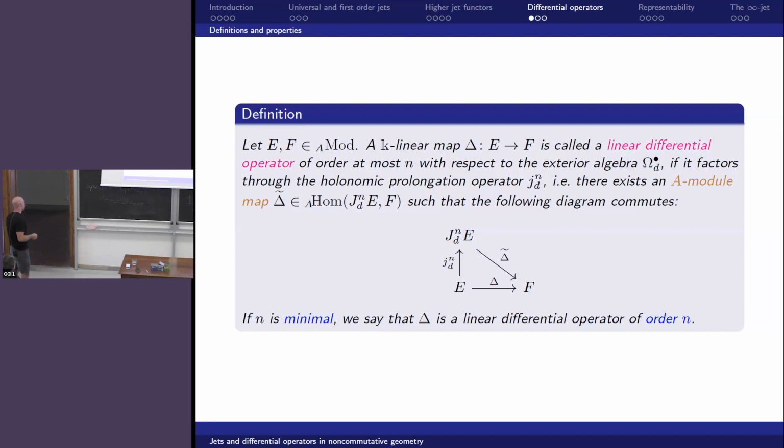So what is a differential operator? I gave a sketchy definition before, but this would be a k-linear map between A modules, and you want it to factor through the jet prolongation by some A-linear map. So this is k-linear, and you need there to exist some A-linear map such that this diagram commutes. And then you would say this is some linear differential operator of order at most n. And a linear differential operator of order at most n will also be a differential operator of order at most m, where m is greater than n. If n is minimal, you'd say it's order precisely n.